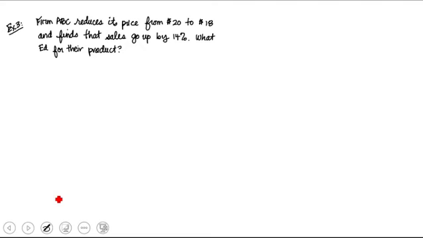So the ABC firm, not the alcohol firm, reduces its price from $20 to $18 and finds that sales go up by 14%. What's the elasticity of demand for their product?